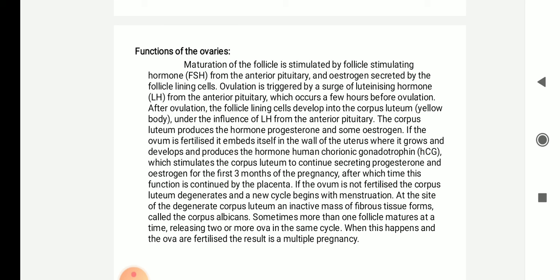This forms a structure called the corpus albicans. Sometimes more than one follicle matures at a time, releasing 2 or more ova in the same cycle. When this happens and the ova are fertilized, it will result in a multiple pregnancy, that is triplets, twins, or quadruplets, etc.